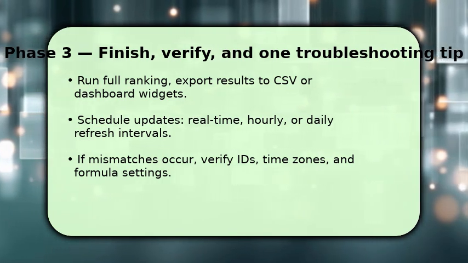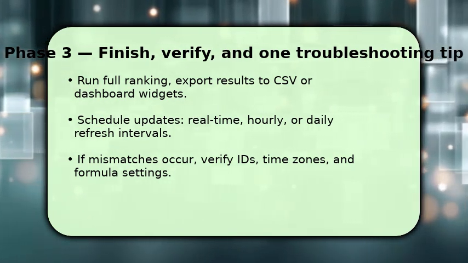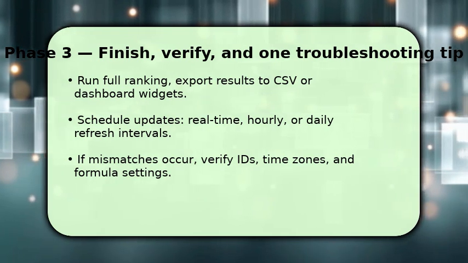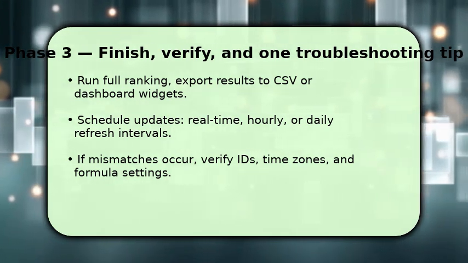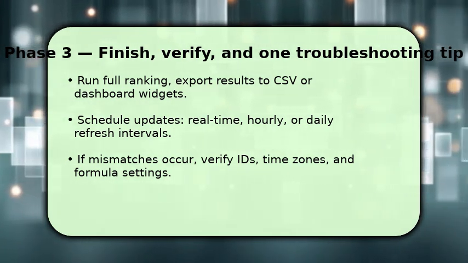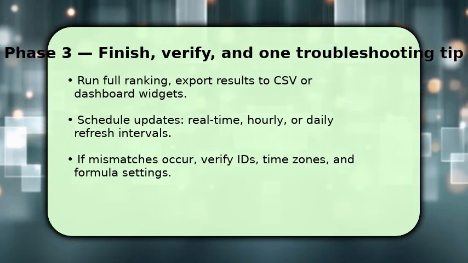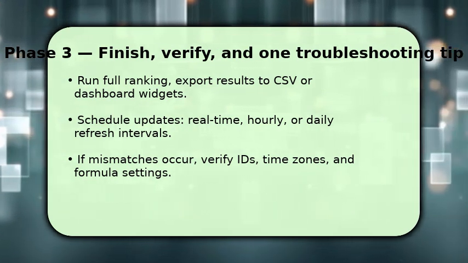If numbers look wrong, check common issues. Mismatched ID, incorrect time zones causing timestamp shifts, or formula settings that treat missing values as 0. If that fails, revert to the saved profile and rerun the preview to isolate the error.